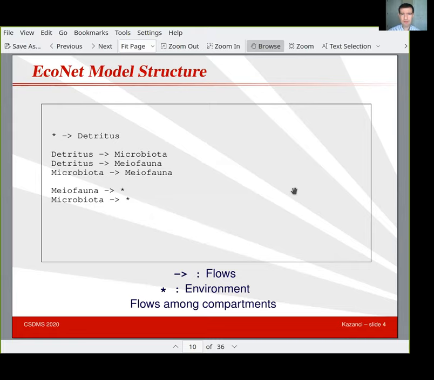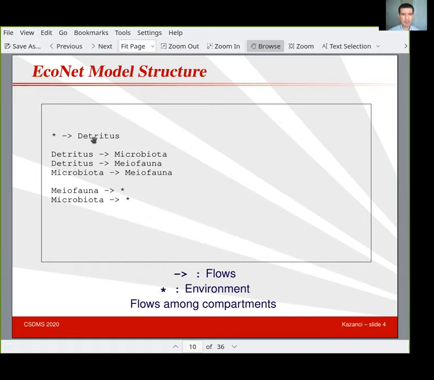So what does the model structure look like? How would one describe a model in Econet? It is formed of four parts. The first is the relations, the interactions between the compartments. There you put a dash and a greater-than sign, which constitutes the flows. The names of the compartments you just write as they are. And you represent the environment using a star.